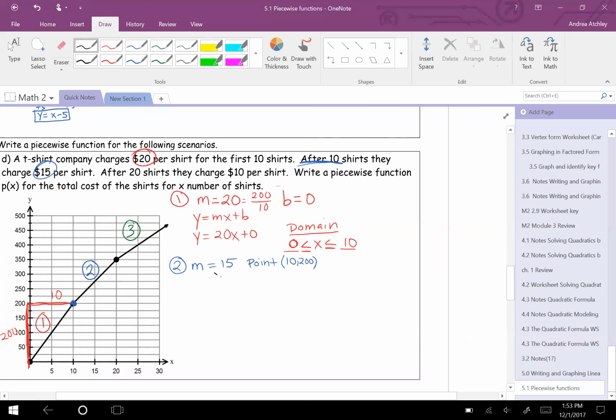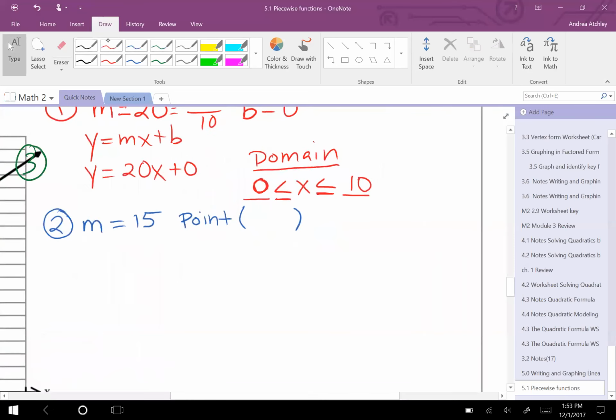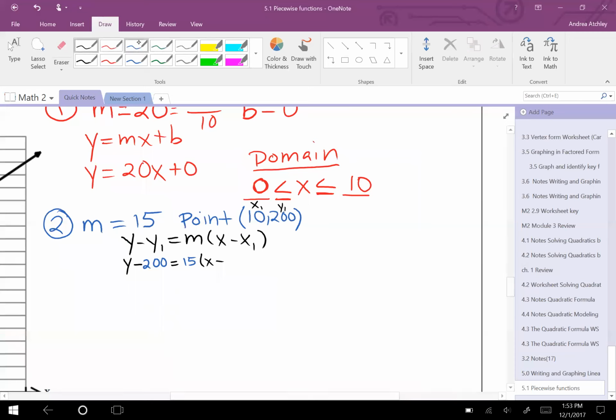Now I'm going to plug it into y minus y1 equals m times x minus x1. I should have told you this earlier, but you want to write small because it's going to be hard to squeeze all this in. So if you started writing bigger, scrunch it in, you guys. So we're going to have y minus my y1 is 200 equals my slope of 15 times x minus my x1 is 10.